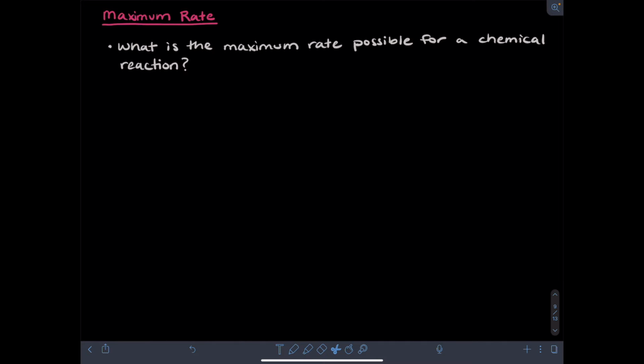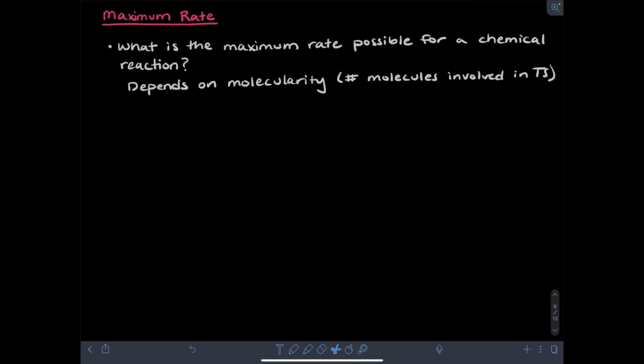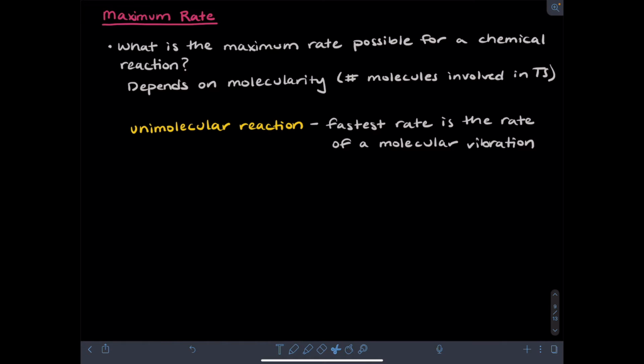I want to briefly consider what is the fastest rate a reaction could have. This is going to depend on the number of molecules that are involved at the transition state. In the case where you have a unimolecular reaction with just one molecule involved in the transition state, the fastest this reaction could occur is the rate of a molecular vibration. This is pretty fast, and not all reactions will be this fast, it's just this is the maximum it could possibly be. This rate would be 10 to the power of 13 per second.